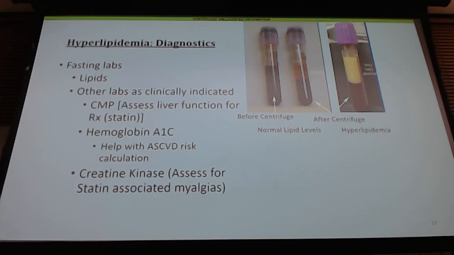Then, let's get our ancillary studies. So let's do the laboratory work to, one, diagnose them with elevated cholesterol. And you can see an example of this. This is somebody who doesn't have elevated cholesterol. They drew the blood, and then they spun it down and separated the plasma from the red blood cells. And this is what a normal blood sample should look like.